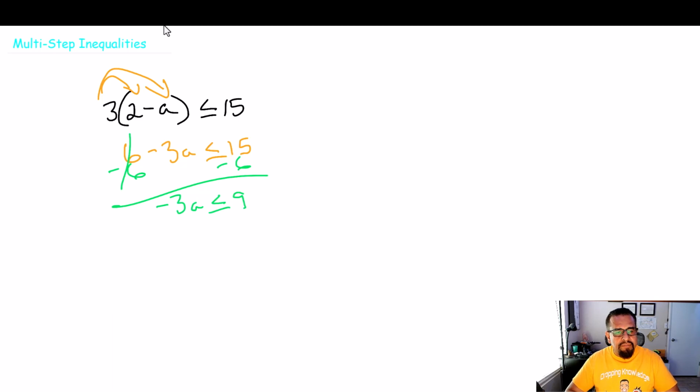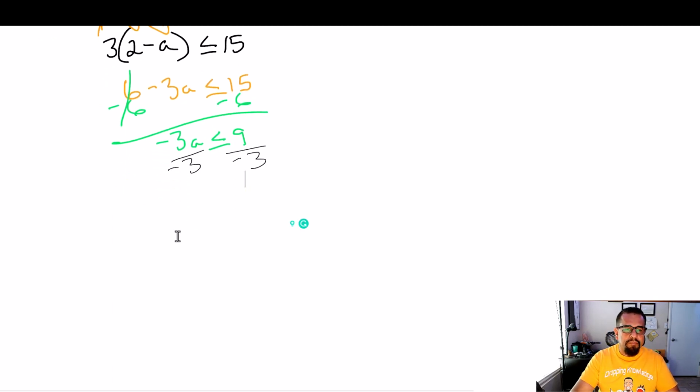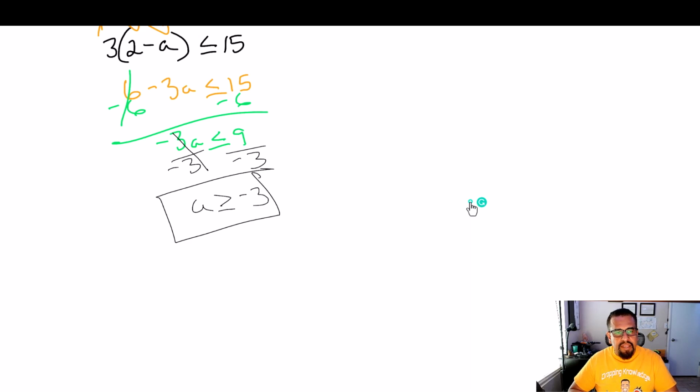Now divide both sides by the coefficient, which is negative 3. Two things are happening here. So let me scroll up a bit. On this one, I divided by a negative. Well, good thing here made it a positive a. That's what I want. But since I divided by a negative coefficient, that means I have to flip this sign over. So it's going to be a greater than or equal to symbol. And then 9 divided by negative 3 is negative 3. And that would be my answer for this inequality. a is any value that is greater than or equal to negative 3.